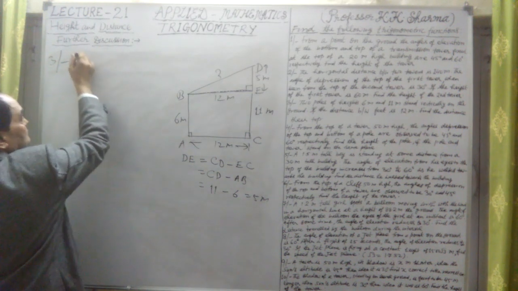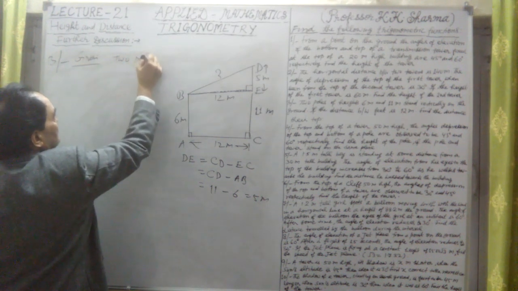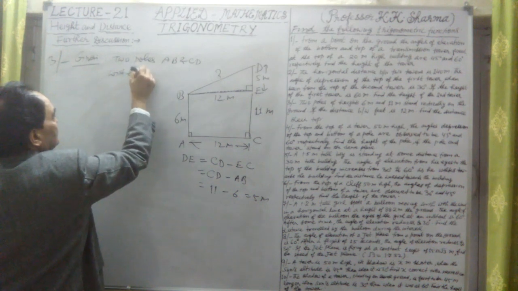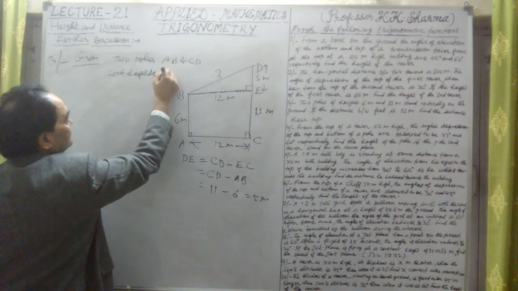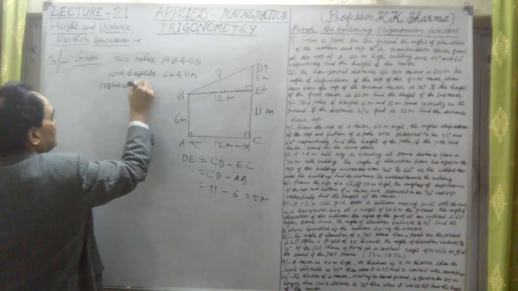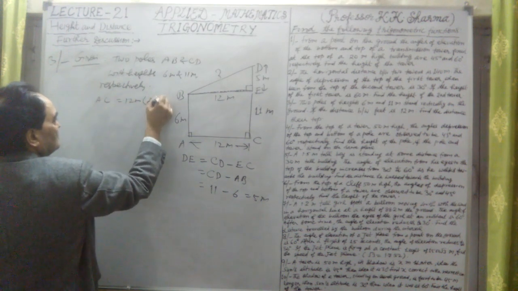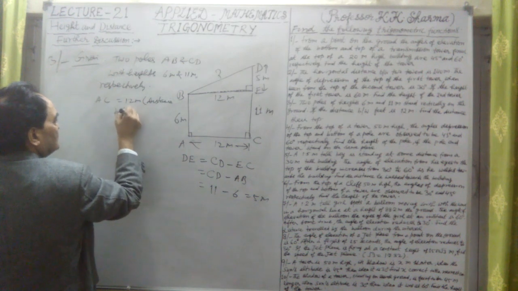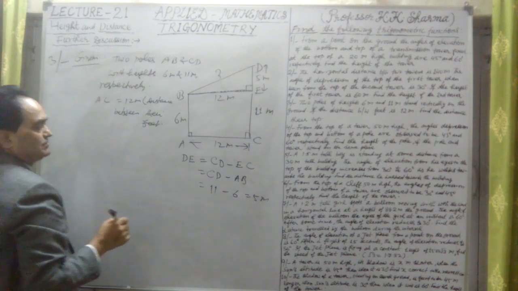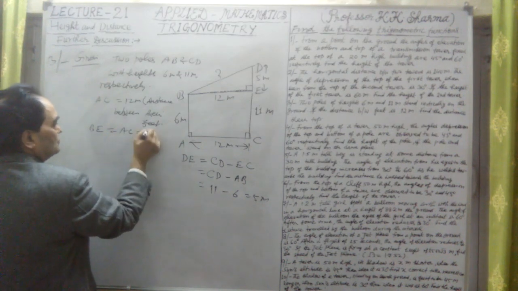Let us take the solution. What is given to us? We are given two poles, AB and CD, with heights 6 meter and 11 meter respectively. And AC is equal to 12 meter, the distance between their feet. So what we are given is that AC is equal to 12 meter.